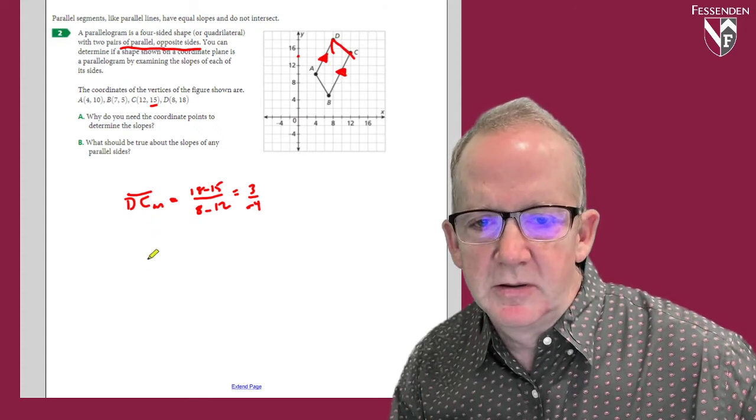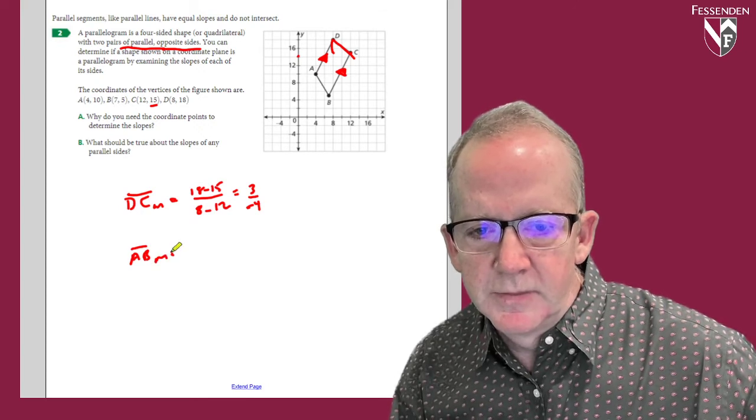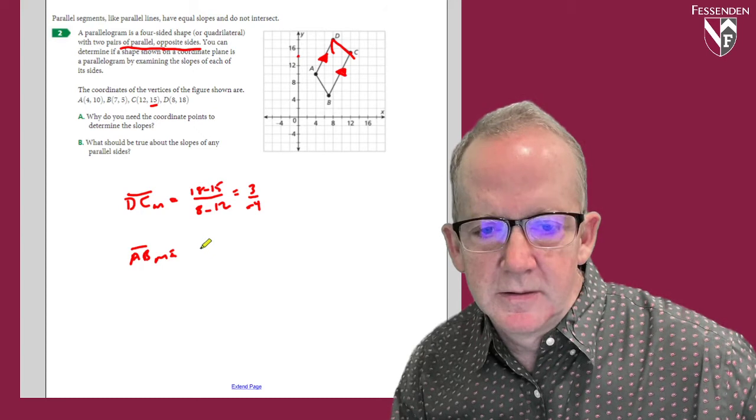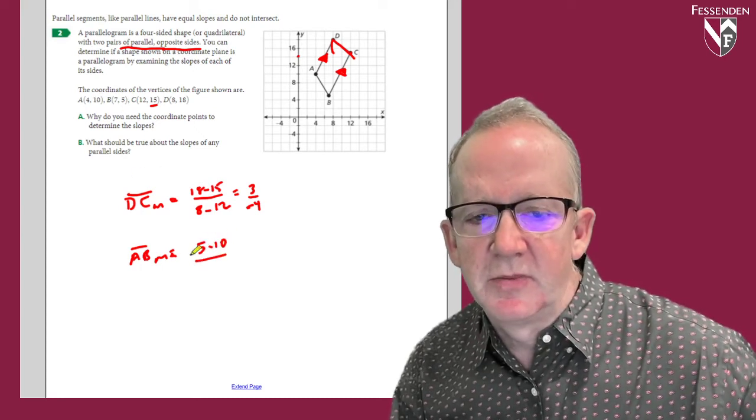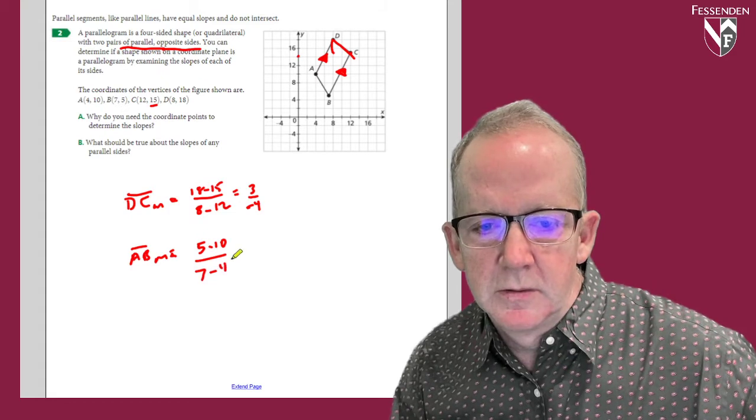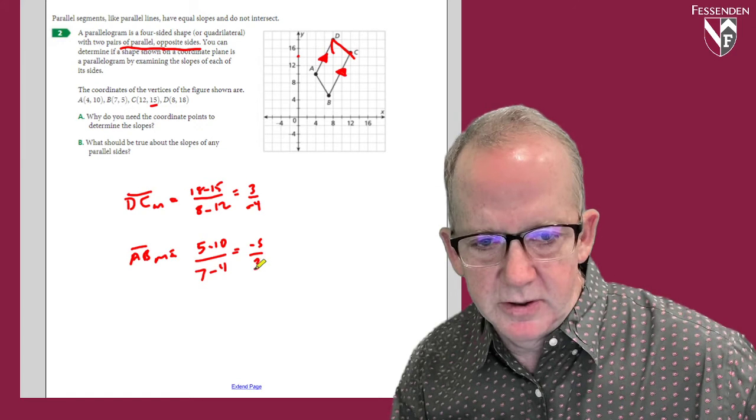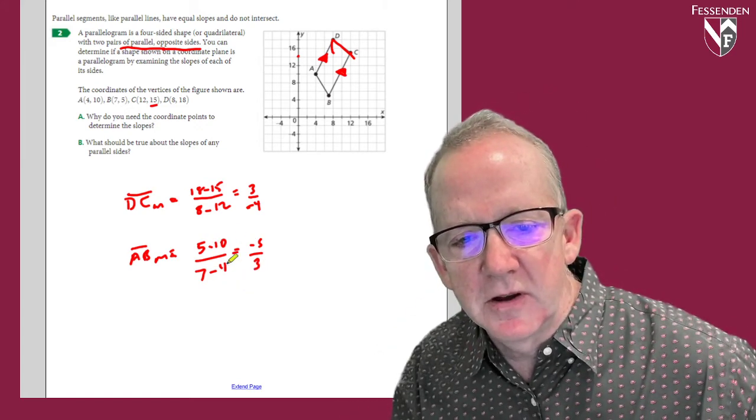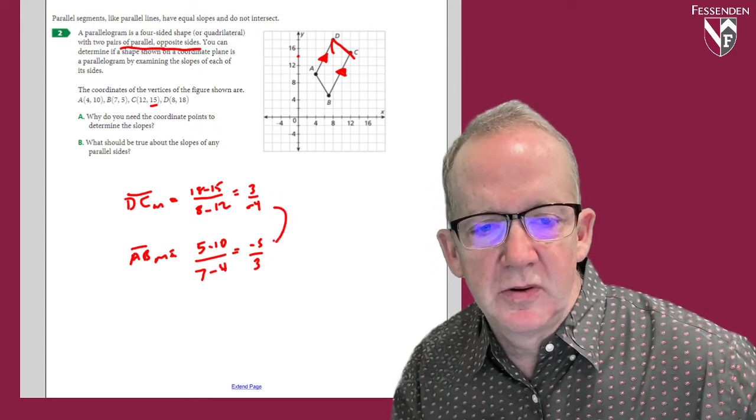Let's find the slope of AB here. The slope of AB is going to be 5 minus 10 over 7 minus 4, which is negative 5 over 3. Right? Is that right? Negative 5. I always like to come back and double check to see if it makes sense. Yep, looks like it.